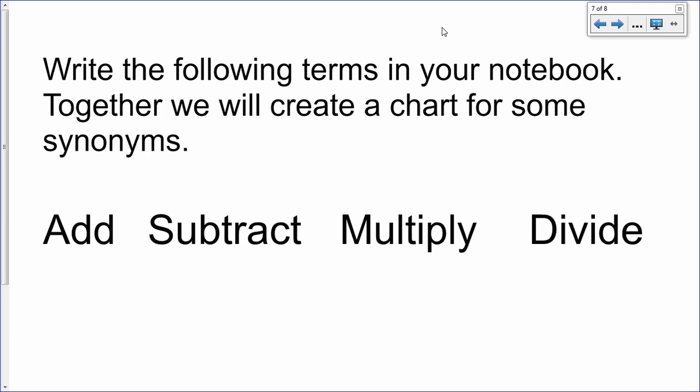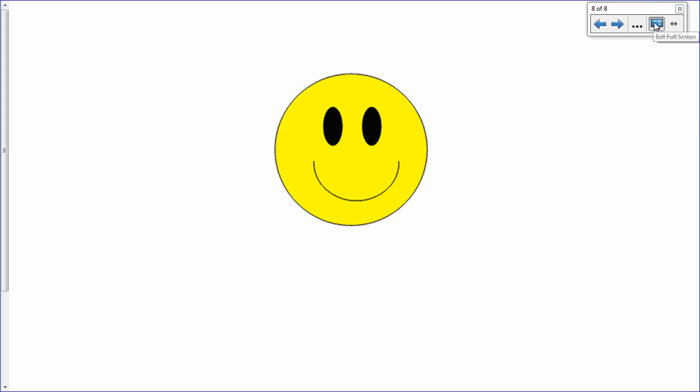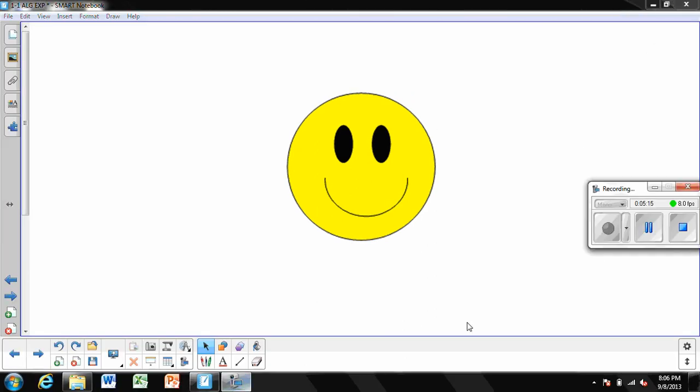I want you to write the following terms in your notebook. Together we will create a chart for some synonyms. I can never say that word right. Sorry. Write down add, subtract, multiply, divide. You can put lines down in between each one. And in class, we're going to come up with some other terms that mean adding, subtracting, multiplying.